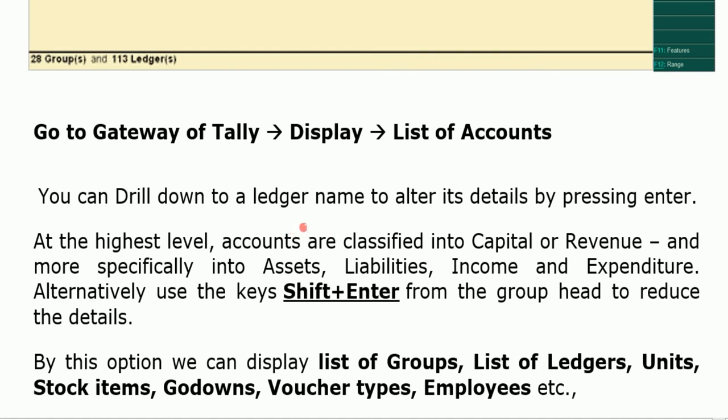You can drill down to a ledger name to alter its details by pressing Enter. That means you can make changes in the ledger by pressing Enter. If you press Enter on the group, it will show the ledgers. Then if you press Enter on the ledger, you can even edit the ledger using list of accounts. Alternatively, use Shift plus Enter from the group head to reduce the details.